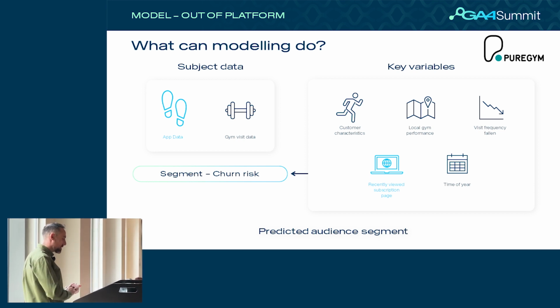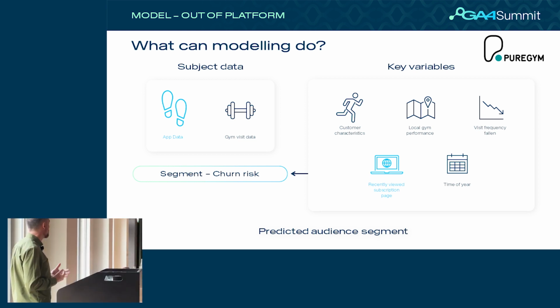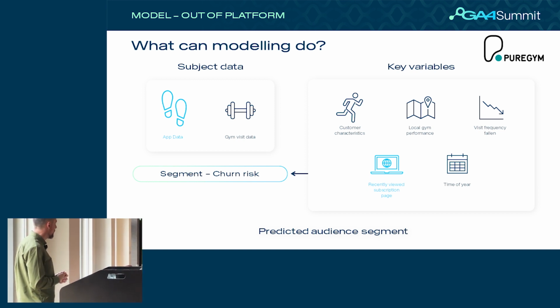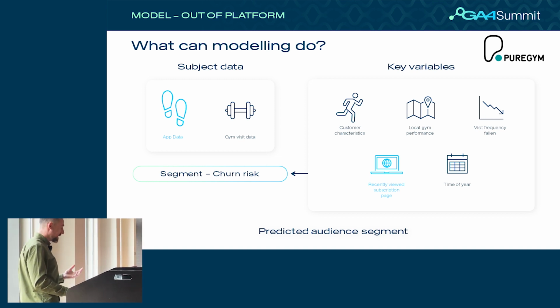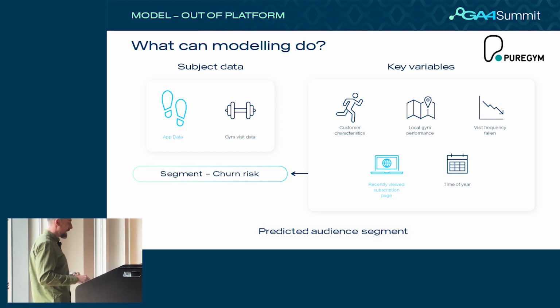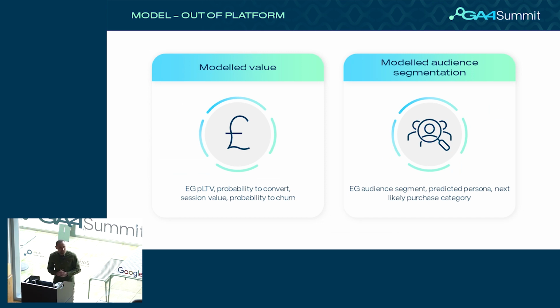So again, like I say, there are custom characteristics against that user that we will have. There's the performance of the local gym, their frequency, has it fallen, has it dropped off? It might have done recently. If they interacted with the view subscription page on the app or the website, then that might be another indicator that they're thinking about reducing or getting rid of their subscription and membership. Time of year might also play a role in that. So again, the audience segment that the machine may put them into is that they might deem them a churn risk. Those are hypothetical examples of modeling.